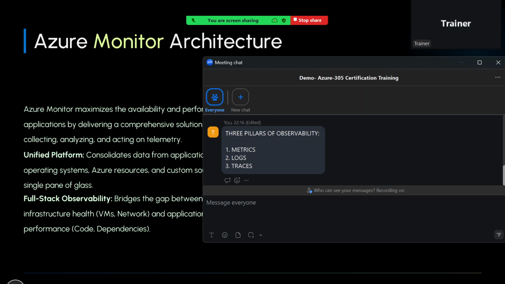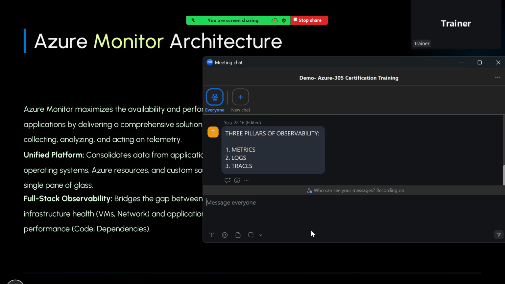These are the three pillars of observability, and together they provide complete visibility. So let's take pillar one, that is metrics. Metrics are numerical measurements, for example CPU percentage, memory percentage, disk usage, network throughput, request count. Metrics answer how healthy the system is. Their characteristics are lightweight, fast, time series data, excellent for dashboards.